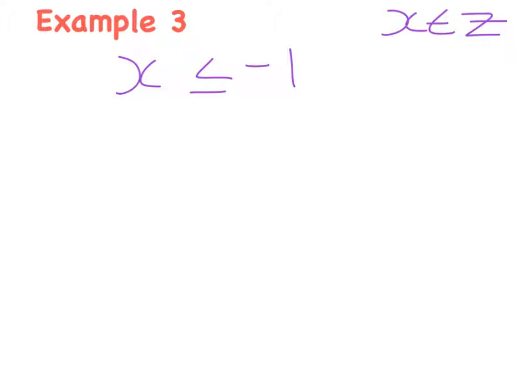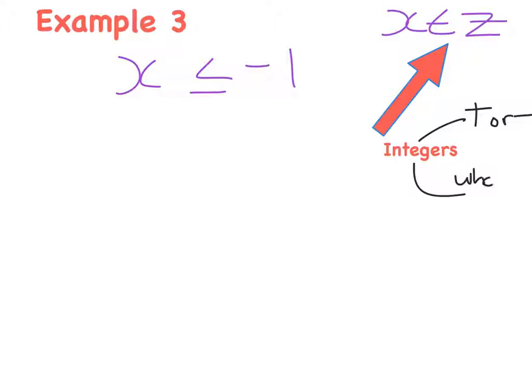Okay, last example here is x is less than or equal to -1, and this time x is an element of z, and z means integers. And do you remember what we said about integers? To be an integer, you can be positive or negative, but you have to be a whole number. Okay, all right. So we're going to do the 3 steps again.